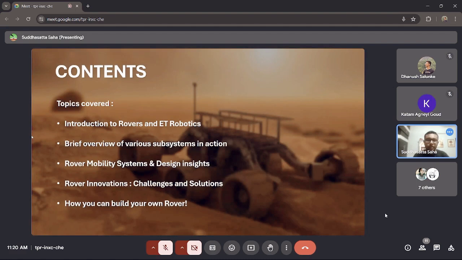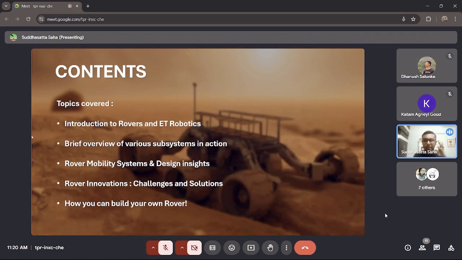So before I begin, let me tell you what you will get to know and learn after this webinar. So first, you will get a good introduction to rovers and extraterrestrial robotics. And then we are going to have a brief overview of the various subsystems which are in action. And then we dive into the beautiful world of mobility systems which help the rover to move on the surface. And I will provide some design insights as well, as much as possible in this 1 hour window. And then we will explore the various rover innovations and the challenges and how they are solved by these esteemed organizations like ISRO and NASA.